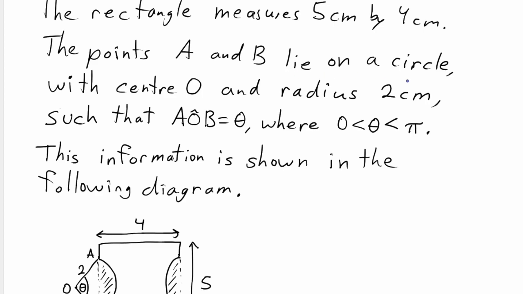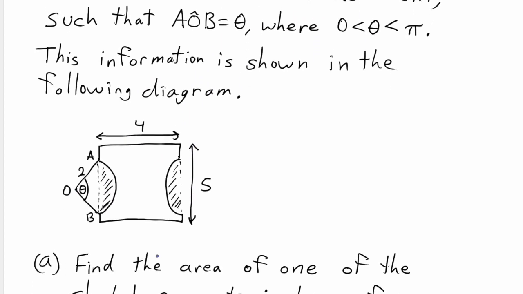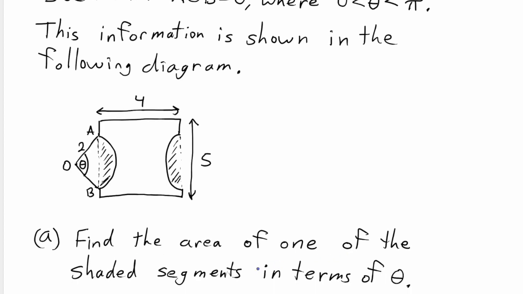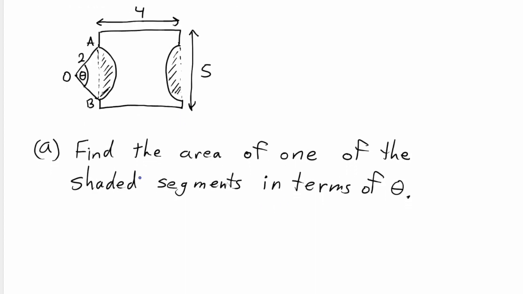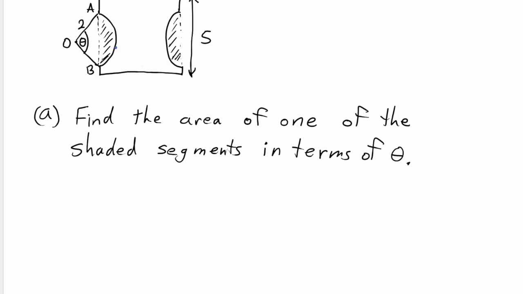The points A and B lie on a circle with center O, so that's a segment, a part of a circle with radius 2. Everything is shown here, right? So it says in part A, find the area of one of these shaded segments. A very popular IB question to find the area of a segment.